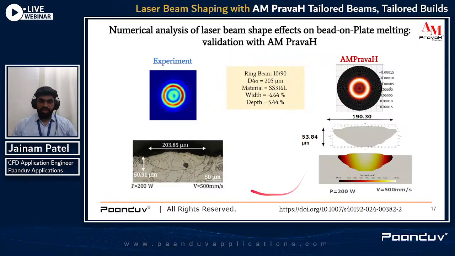So let's compare with the experimental. From the experimental comparison, the width is minus 6.64%, lesser than the experimental width, that's why I put the minus, and the depth is 5.5% higher than the experimental depth. We can clearly see that the shape is matching the experimental setup. Let's move forward to the next slide.